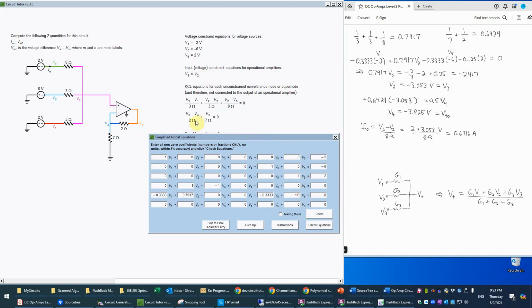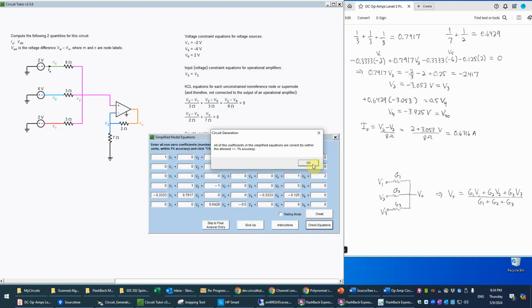And then that's all still equal to 0. So that's that equation. And then the last one is a little bit simpler. So we have 1/2 plus 1/7. So as done over here, that's 0.6429, just using calculator. And so that's the coefficient of V3. And then we have V4 is -1/2, or -0.5. And so now we should have entered all those correctly. So we'll check that.